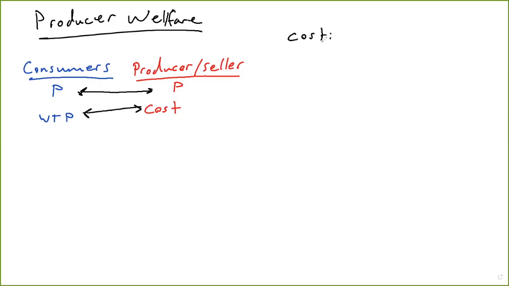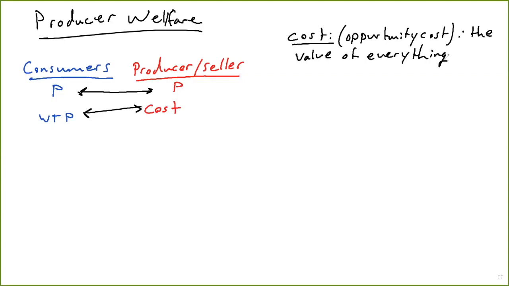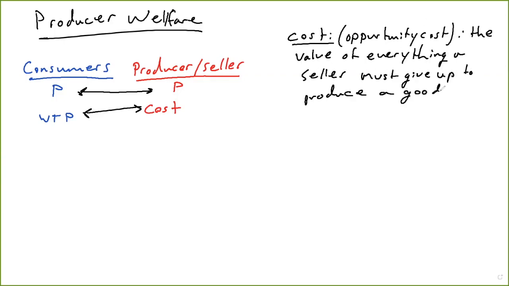And remember, in economics, when we talk about cost or opportunity cost, what we mean is the value of everything a seller must give up to produce a good. And so for the consumer, our little decision rule was that if willingness to pay was greater than price, then they buy. And for producers, it's going to be if the price is greater than the cost, then they sell.